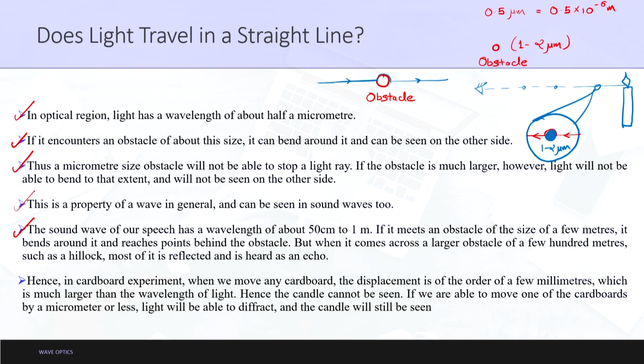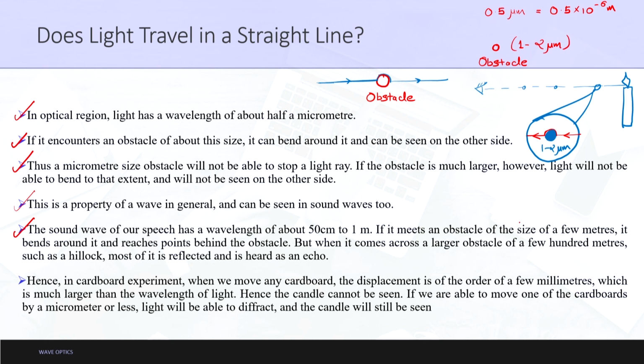But when it comes across a larger obstacle of a few hundred meters, such as a hillock in hilly regions, or what we can say mountains, most of it is reflected and it is heard as an echo. So, you know the concept of echo, which you have maybe learnt in previous lectures or chapters. Echo is nothing but the reflection of sound waves. Just the same analogy of light waves was being analyzed using sound waves here. So, let us move on to the last concluding point of this concept.